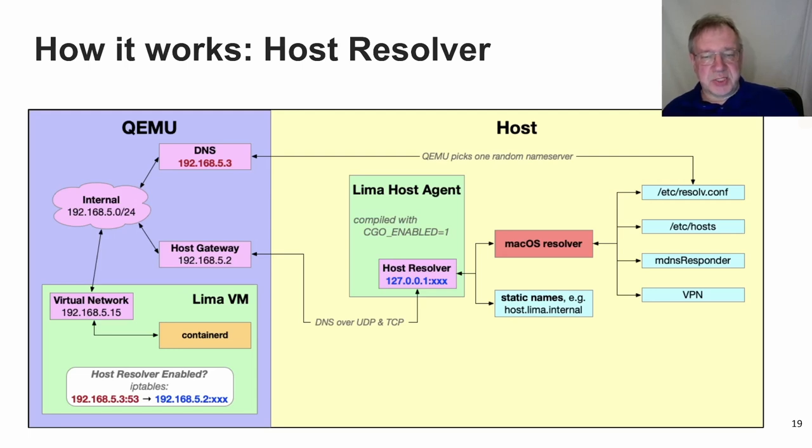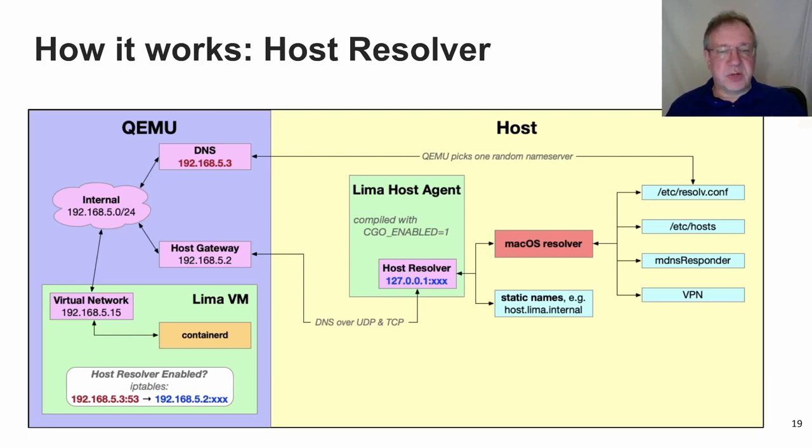This is compiled with C bindings, so it has access to the macOS resolver running on the host itself. So it gets access to the default name servers, it has access to the VPN name servers, it uses the mDNS responder, and it uses the aliases defined in /etc/hosts, just like any other application running on the host as well. This host resolver is then exposed on random UDP and TCP ports using the DNS protocol. And it's only exposed on localhost.